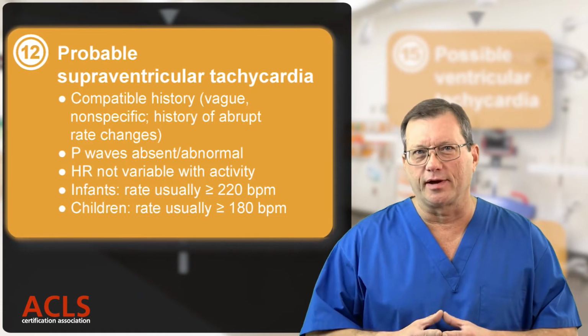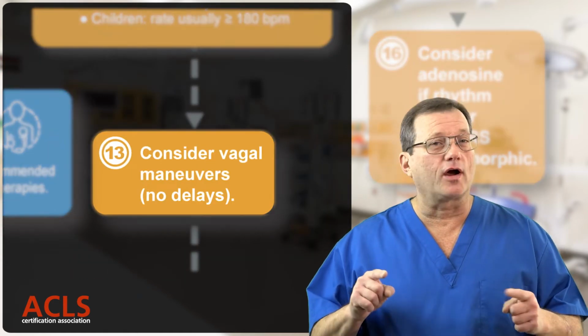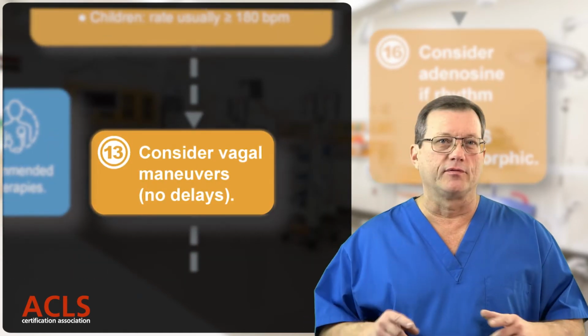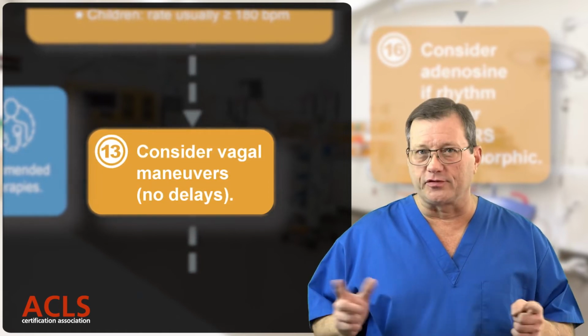But today we're just talking about kids and infants. So look at the rate. Next, let's talk about the treatment strategy for a supraventricular tachycardia for a child or an infant. We can start with vagal maneuvers, just like an adult.